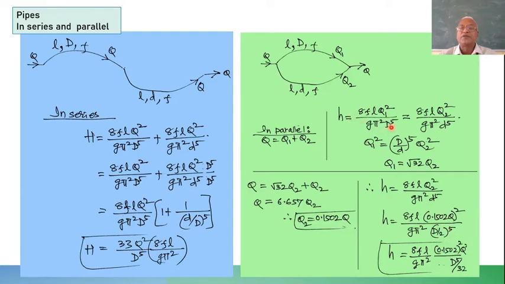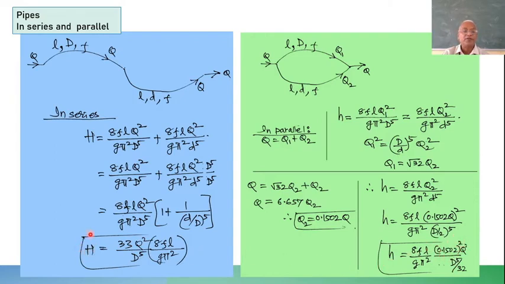I could have as well used this also, but anyway, so H is equal to 8FL by g pi squared into 0.1502 squared Q squared d raised to 5 by 32. Okay, this H is equal to 8FL by g pi squared into some number, Q squared divided by d raised to 5. Here also you got Q squared divided by d raised to 5. What is this number? That is the important part here.